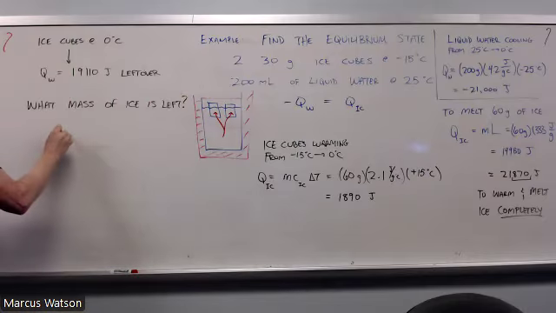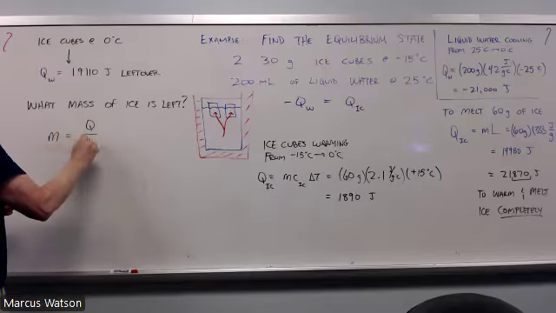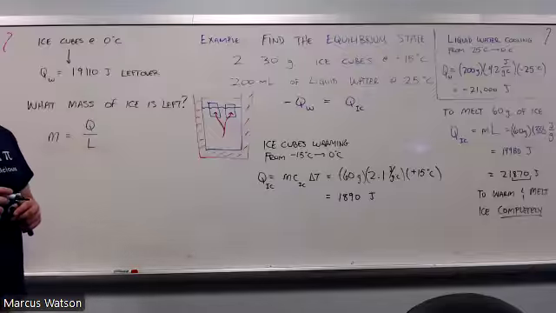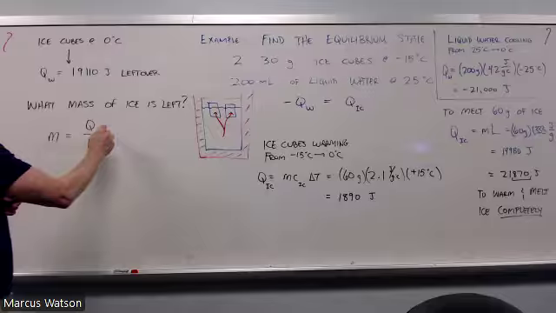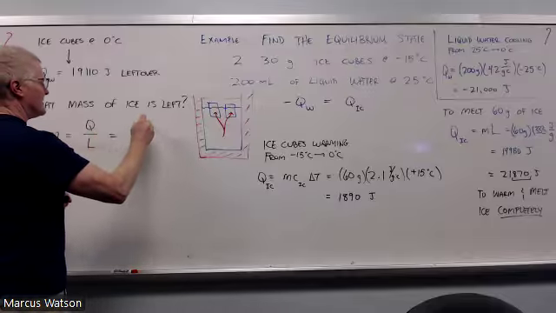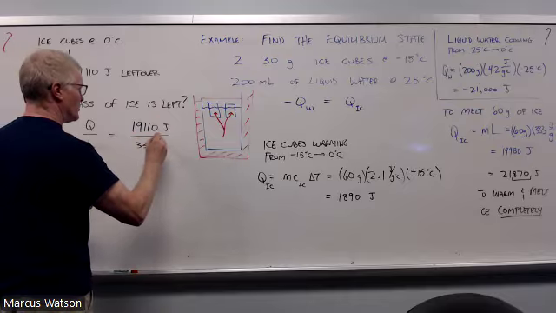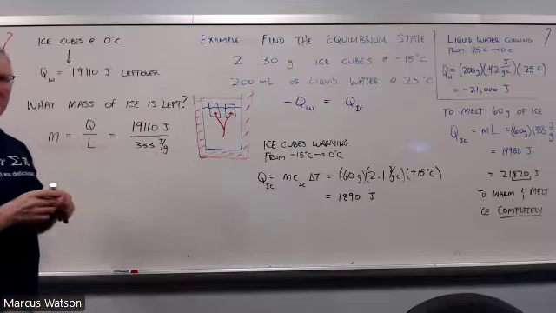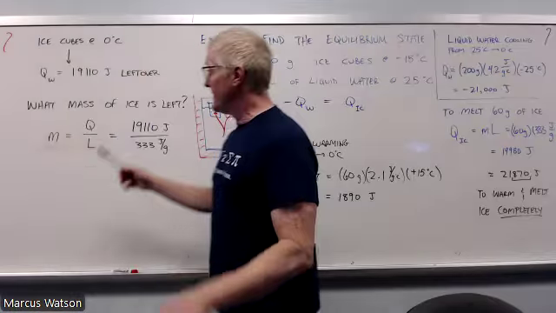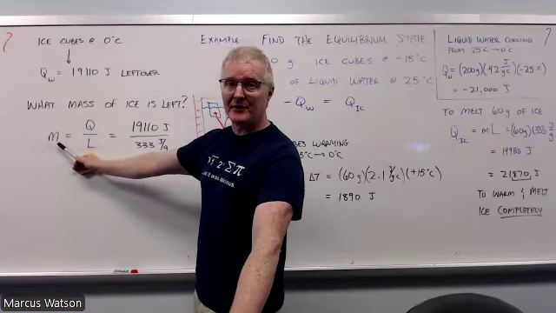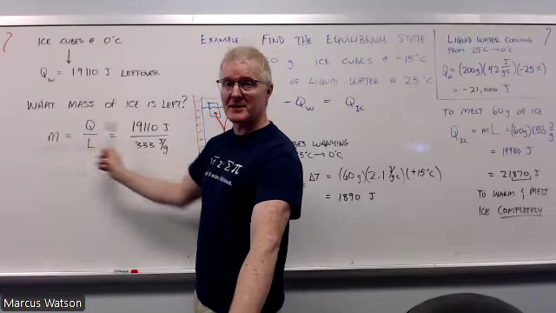And so I'm going to say that's going to be equal to Q divided by L, which is the 333 value. So when I do that, I'm going to get 19,110 divided by 333 joules per gram. Hopefully it makes sense why I'm doing this, right? This is, in other words, with that amount of heat, how much ice do I melt? That's what this is asking.